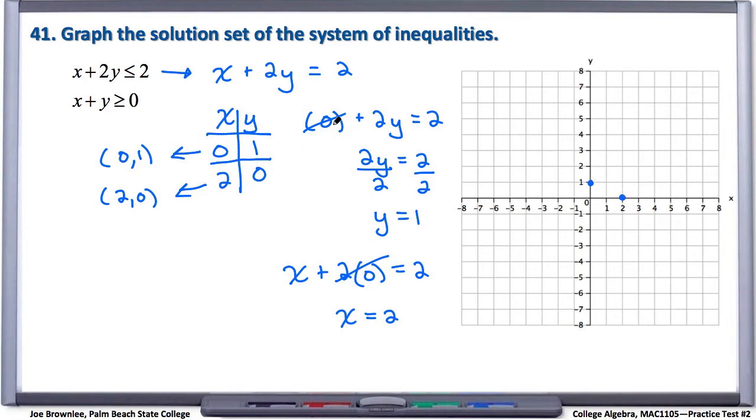But before we do, let's go back and look at the original inequality that we were given. Remember, this was an inequality. It was not an equation. We simply swapped out this inequality symbol for the equal sign, just to help us and make us a little more comfortable when finding the x, y intercepts. But now that we're actually going to draw the line, draw the graph, we need to go back and look at the inequality symbol.